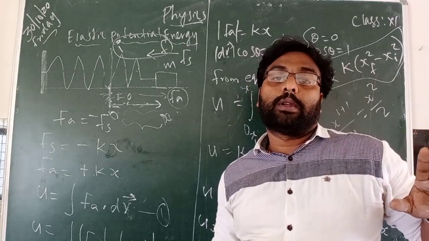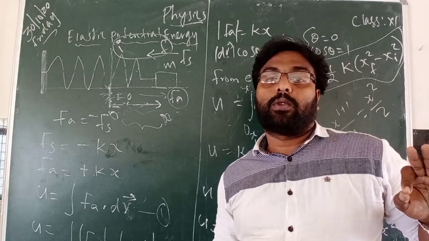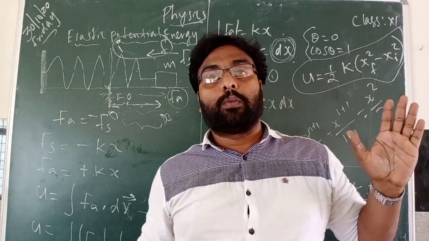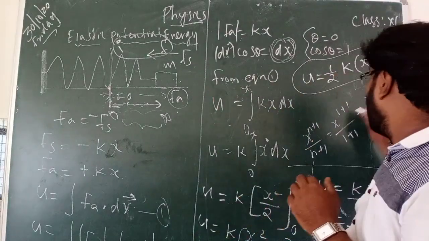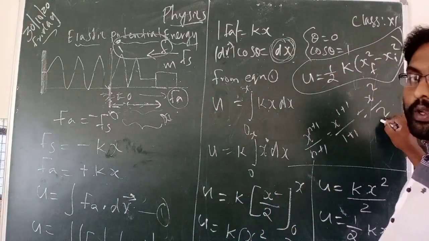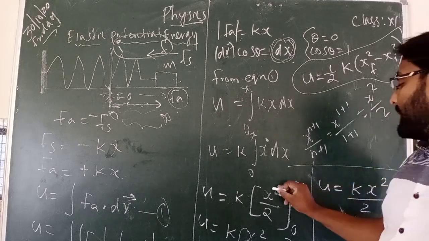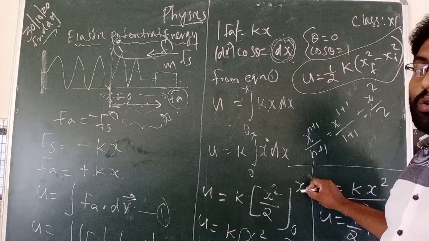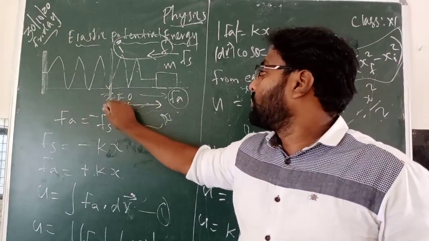X power n plus 1 divided by n plus 1. Here x power 1 is there. X power 1 plus 1 divided by 1 plus 1. So x square by 2. That is the integration. So x square by 2, applying the limit 0 to x, from this to this.